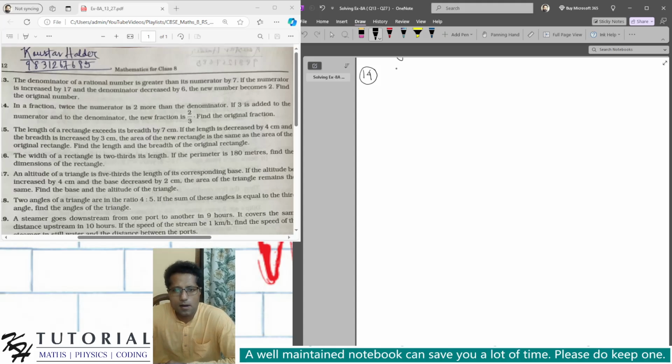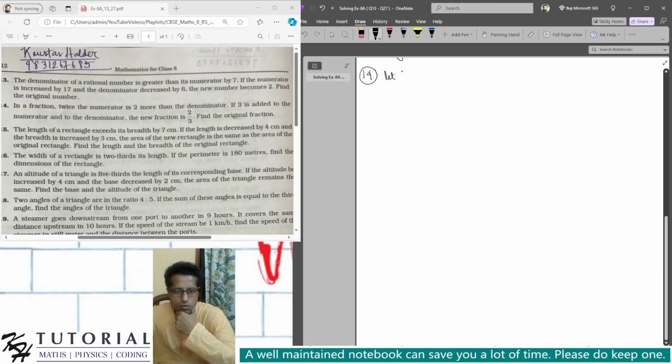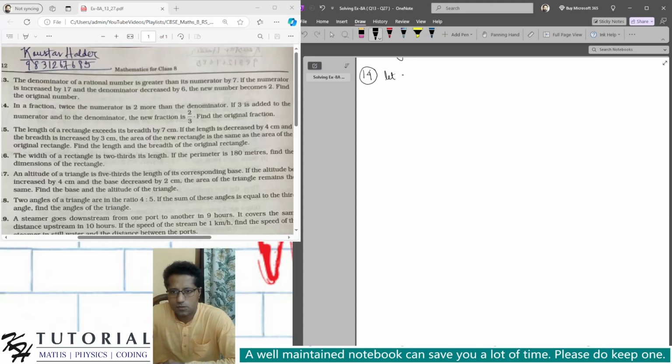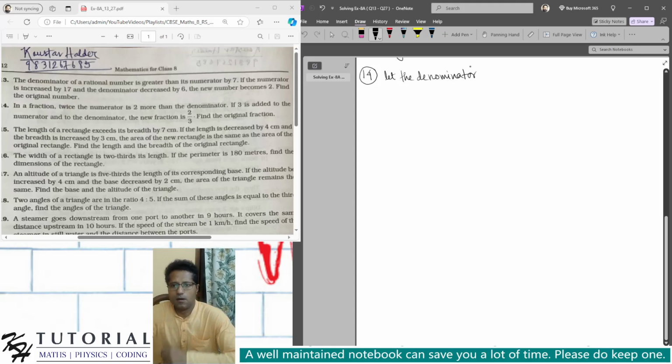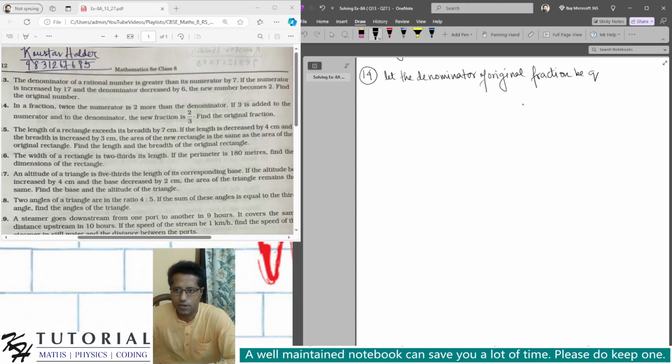So you can assume anything you wish. That is, you can assume either the denominator or the numerator of the original fraction. So let the denominator of the original fraction be, let's say q. Usually we denote a rational number in the form p by q. So let's say the denominator of the original fraction be q.